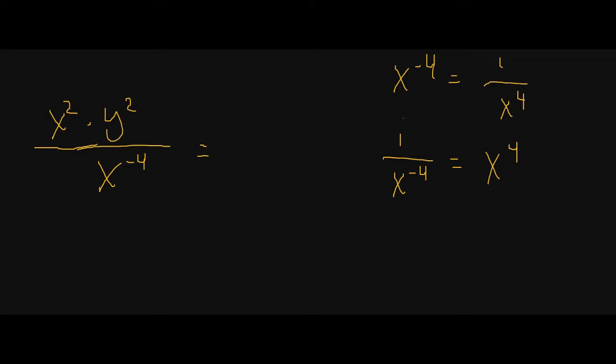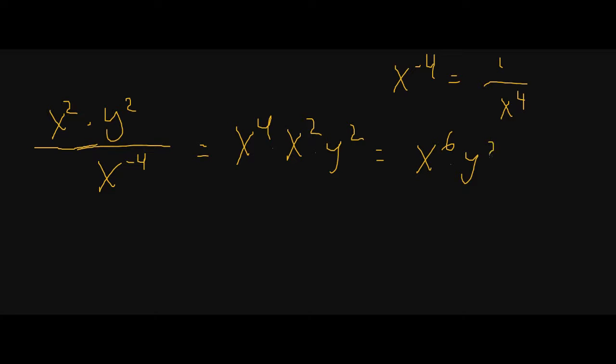Go ahead and write that down if you haven't, because I'm going to need the space. So what we could do is just flip it. We're going to get x to the fourth times x squared times y squared. Now it's just going to be x to the 6 times y squared. All I'm doing is adding the exponents here. 4 plus 2 is 6, and we get x to the 6.